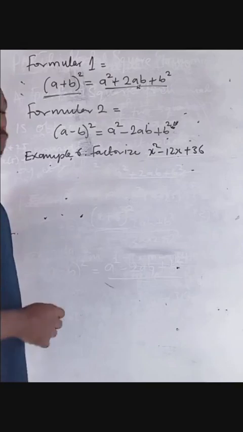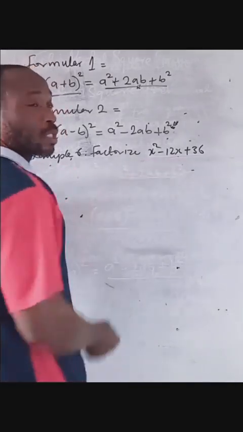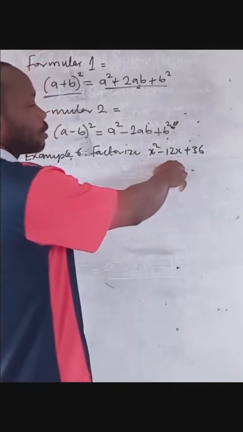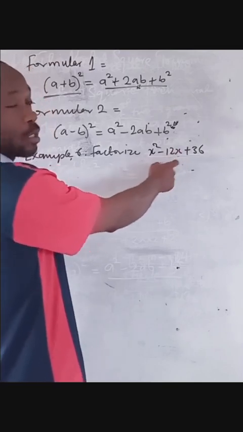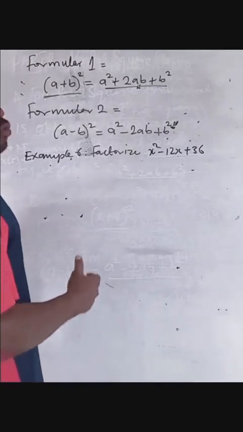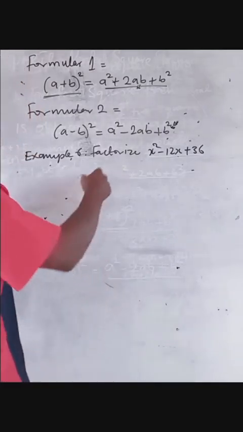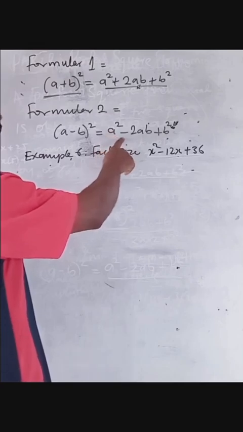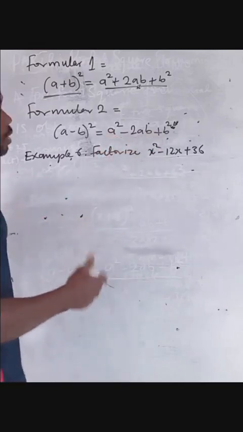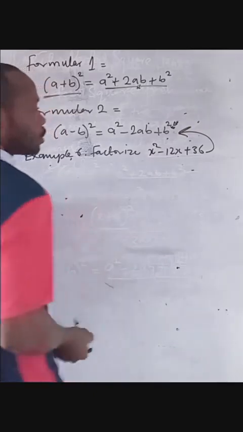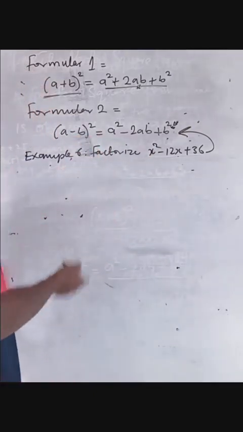Example 6. Factorize x squared minus 12x plus 36. This is another perfect square trinomial. So we are going to also use the formula that applies to this particular algebraic expression to solve it. If you look at our two formulas for a perfect square trinomial, this is a squared plus 2ab plus b squared. This is a squared minus 2ab plus b squared. Now you can see that this expression is similar to this one. So it means we are going to use the second formula.